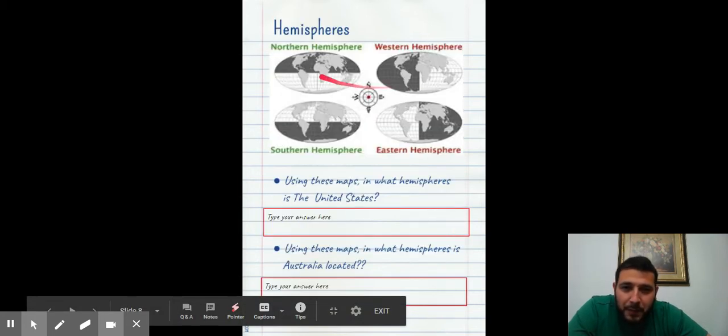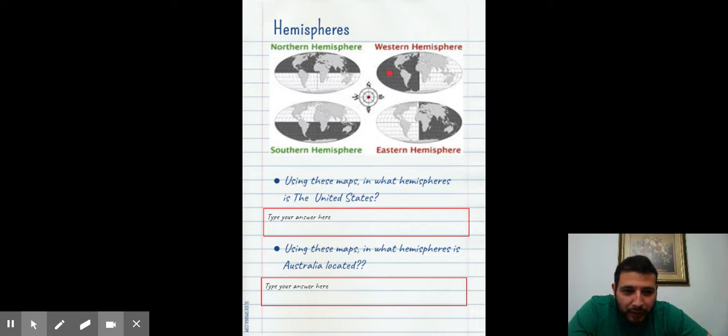Okay. So I'm gonna give you an example. So all of this is the northern hemisphere. All of this is the southern hemisphere, western hemisphere, and eastern hemisphere. So I put here the United States. Let's say Mexico. Mexico will be in the northern hemisphere, and it will be in the western hemisphere. So it will be in the northwest hemisphere.